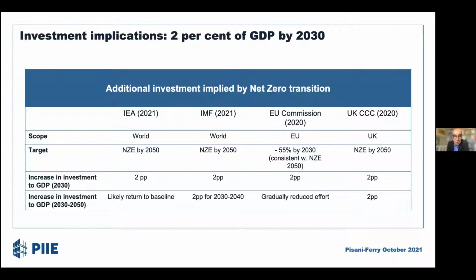Which is large. If you look at the evolution of the world investment rate over recent decades, it has declined by less than 2 percentage points. So basically, if climate action were implemented globally, it would more than reverse the change in the investment to GDP ratio that has been observed globally over the last 3 decades.